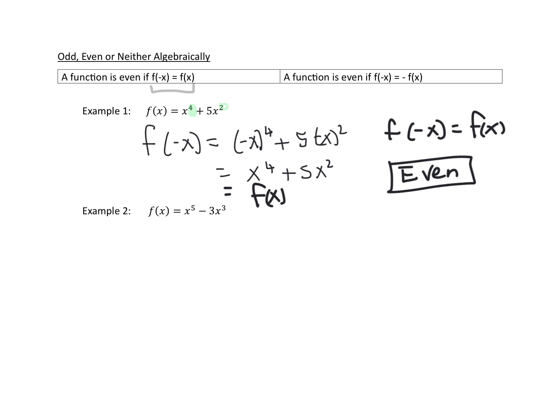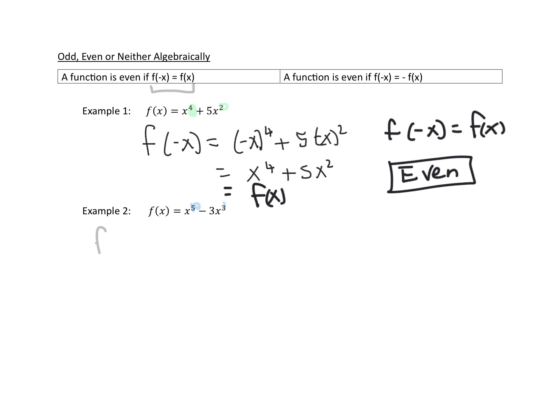So let's go to the next one, and let me start with a shortcut to show you whether it's even or odd. So this is 5, this is 3. Both are odd, so I know the function is odd. I just need to show it. And I'm just going to plug in -x.